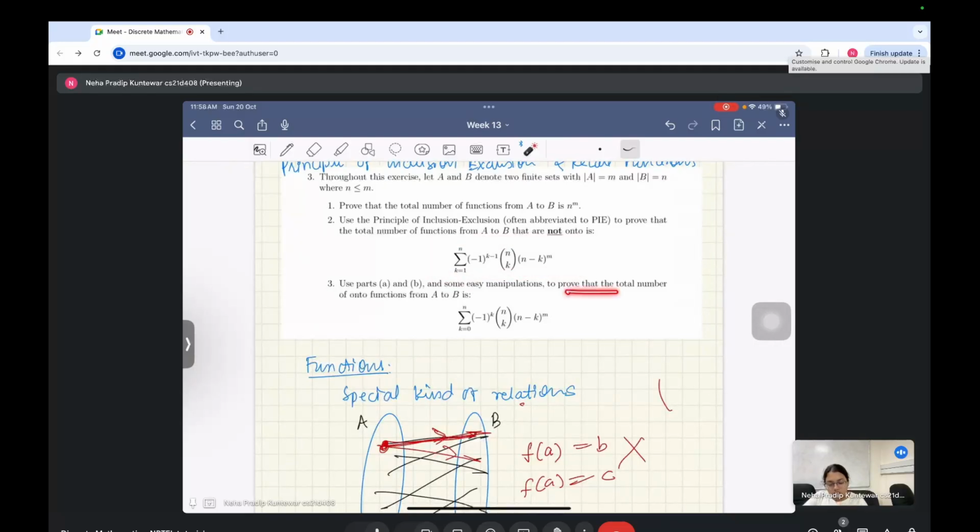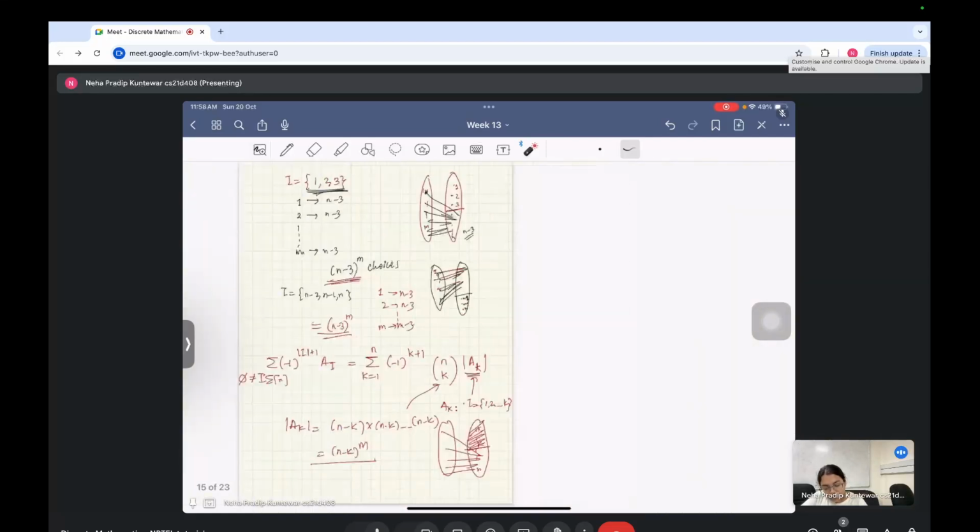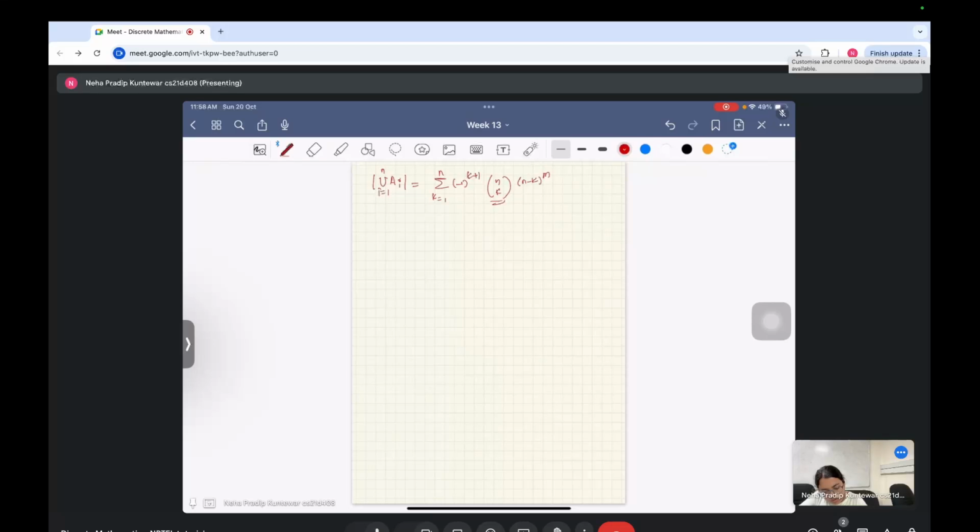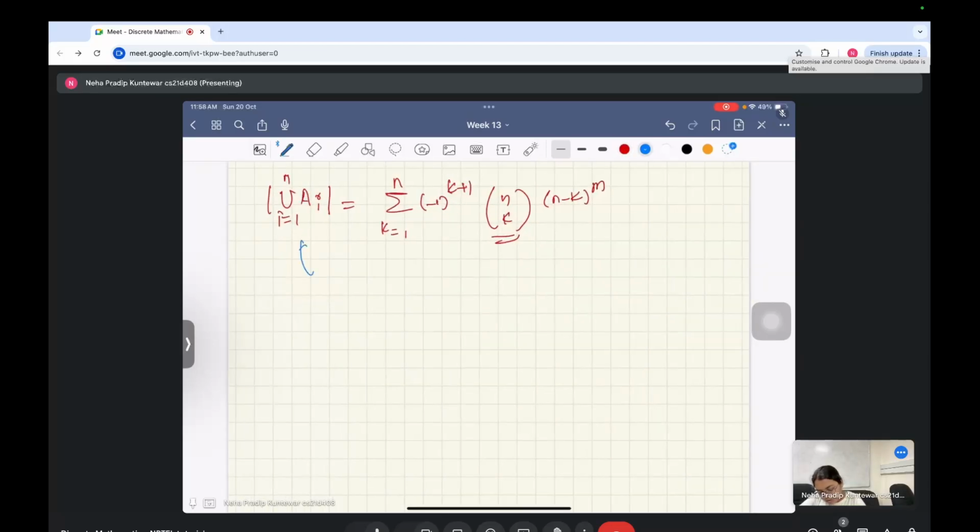And now, this is the total number of functions that are not onto, whereas what we were interested in is the total number of functions that are onto. So what we will do is subtract this quantity from the total number of functions. To find the total number of onto functions, I'll subtract this quantity from the quantity that we have.